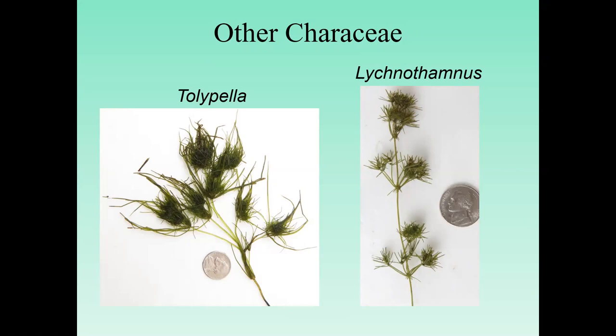Tolypella tends to be just about a foot or so in length, maybe a little bit longer, has these very large, dense heads that tend to cause the plant to fall over under the weight of the heads, or the heads themselves will break off. And occasionally on our rake, if you're doing a plant survey with a large rake, you may pull up just the head of a Tolypella, not actually the entire plant, because the head will catch the rake and break off.